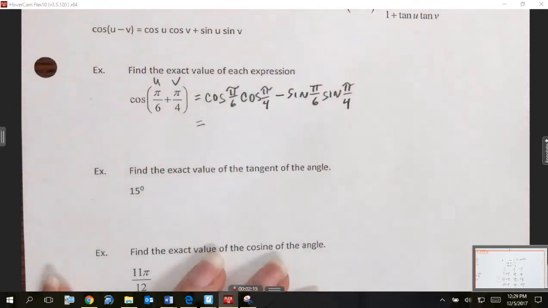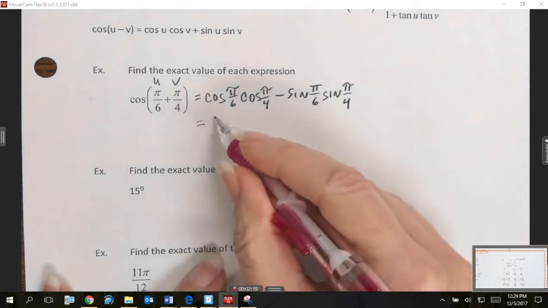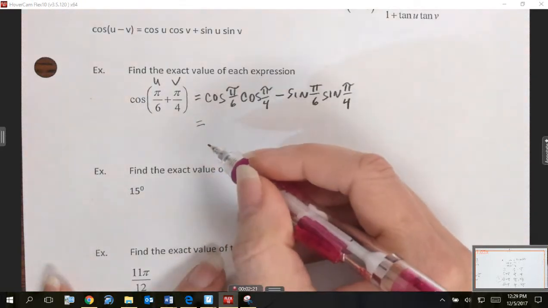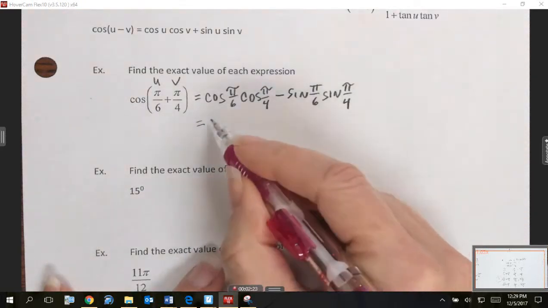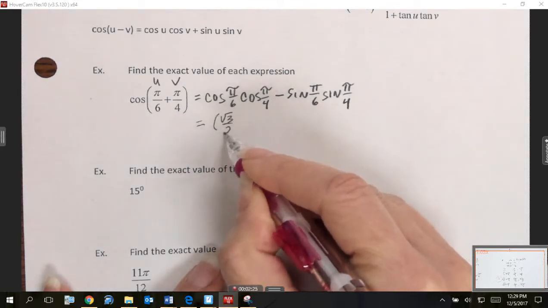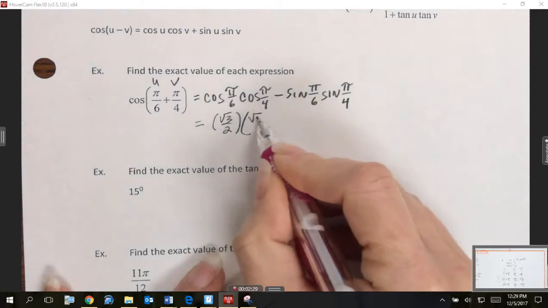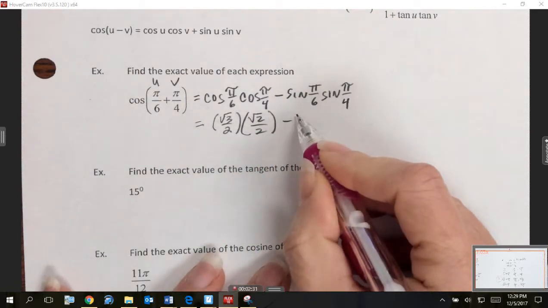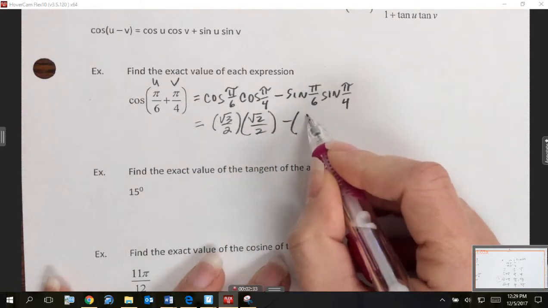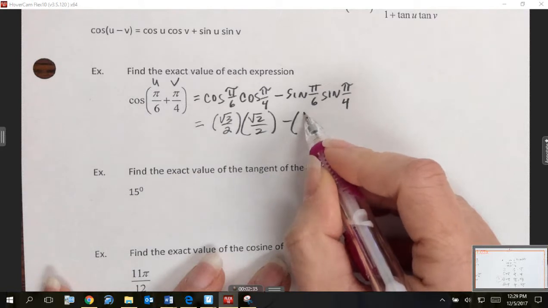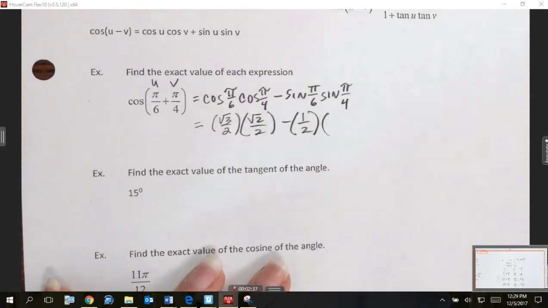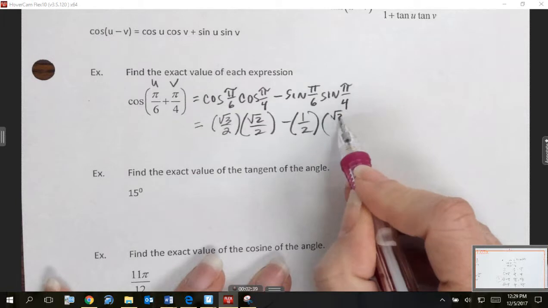Cosine of pi over 6, this is the stuff you have to know. Cosine pi over 6? Radical 3 over 2. Cosine of pi over 4? Radical 2 over 2. Minus sine of pi over 6? Half. And sine of pi over 4 is radical 2 over 2.